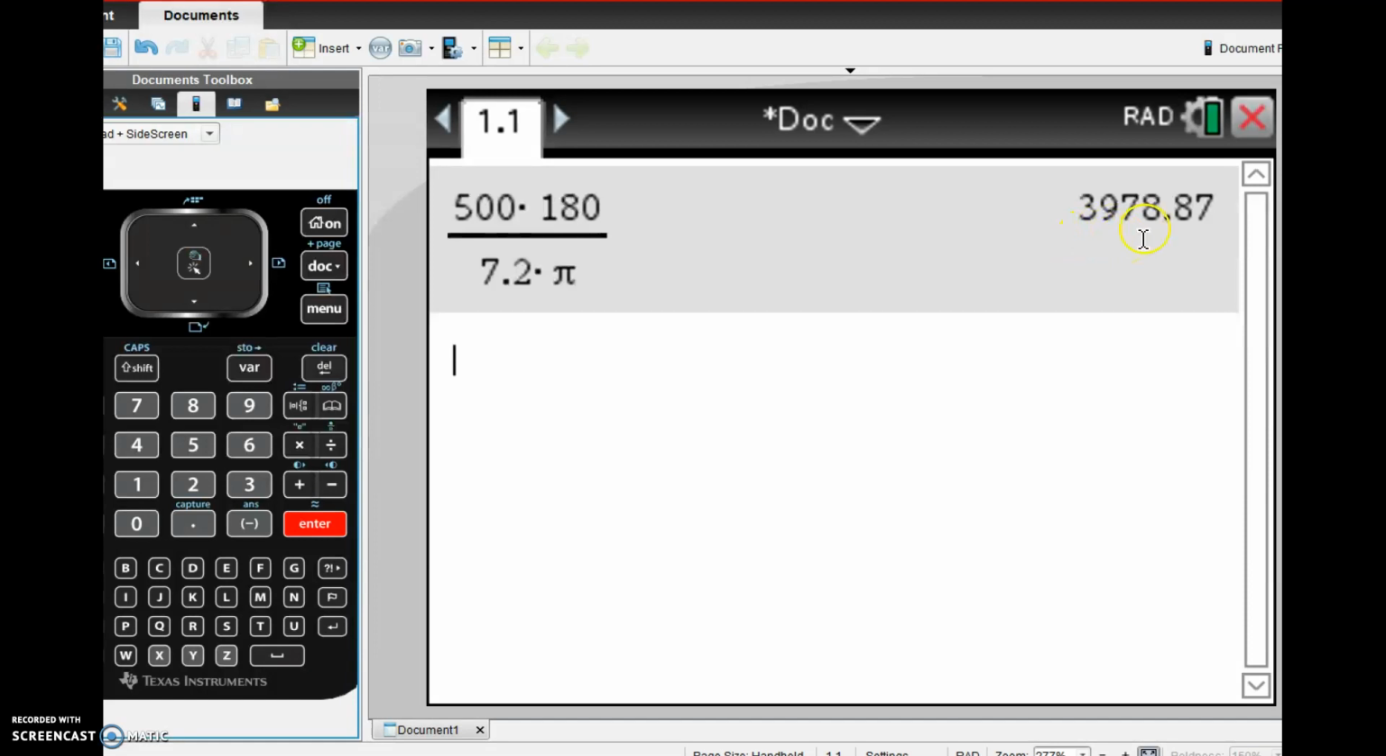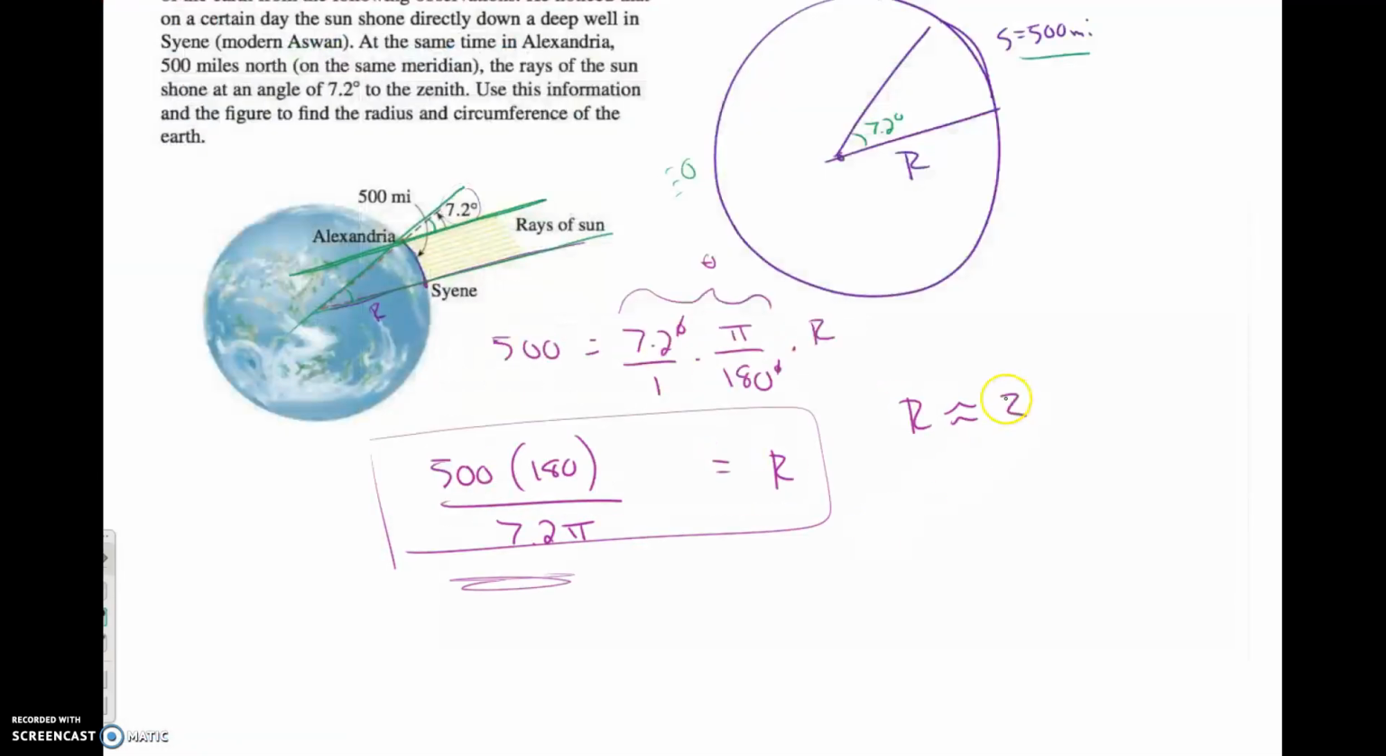3,978.9. We'll go to the nearest mile. By the way, sig figs are all shot because our degree is only to 2 decimal places, so we should probably round this to 4,000, but 3,979 miles. So that's approximately one answer.